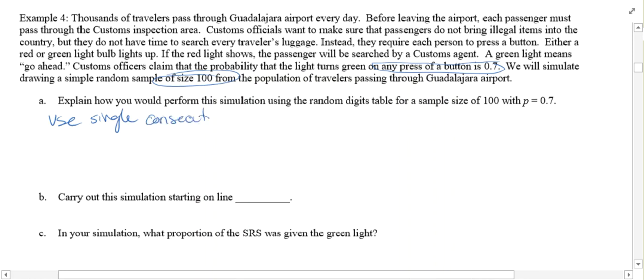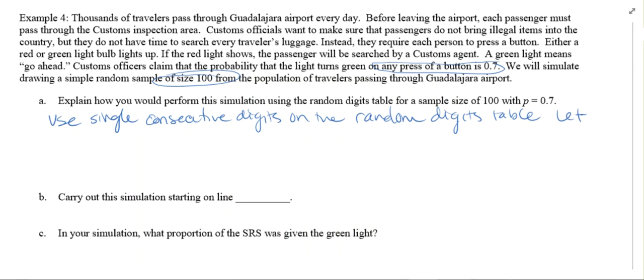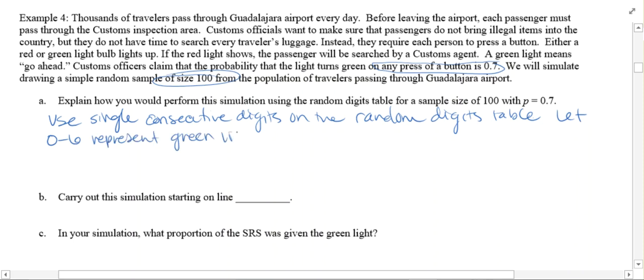Consecutive digits. So those are numbers that are right next to each other. So on the random digits table, okay, so 70% have to be green light. So I'm going to use 0 through 6, because that's 7 numbers, so 0 through 6 represent a green light. And so then 7 through 9 represent a red light.